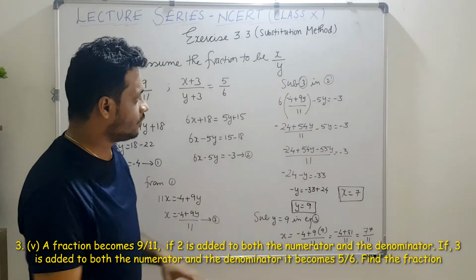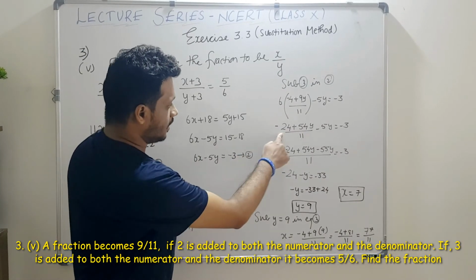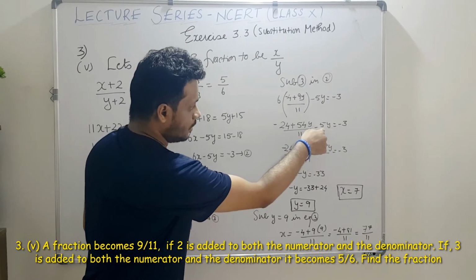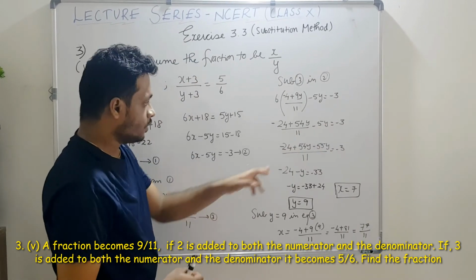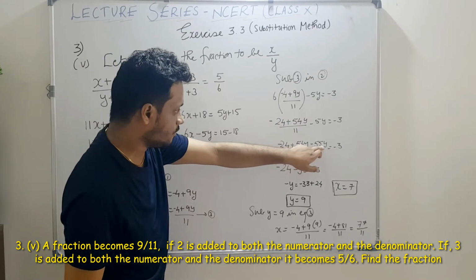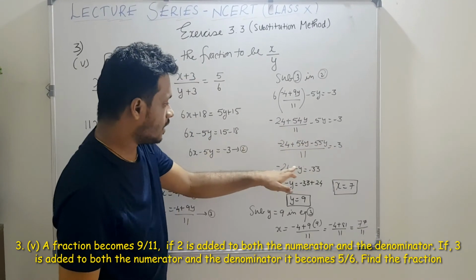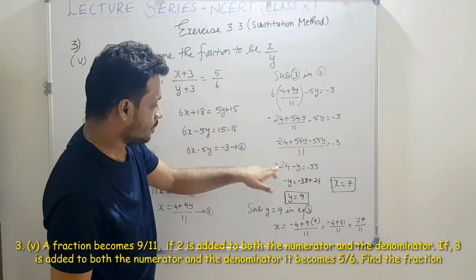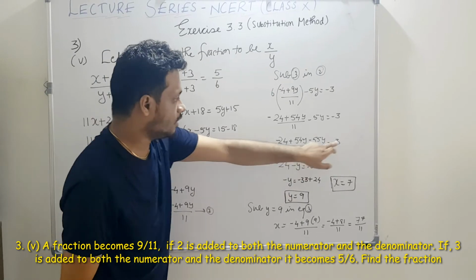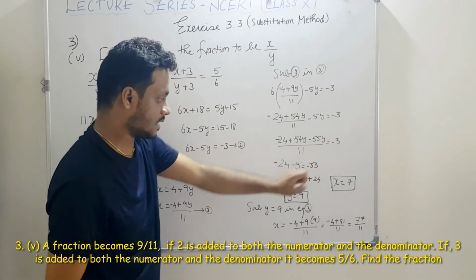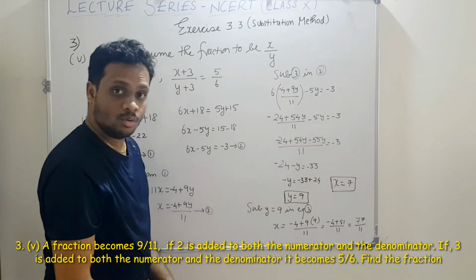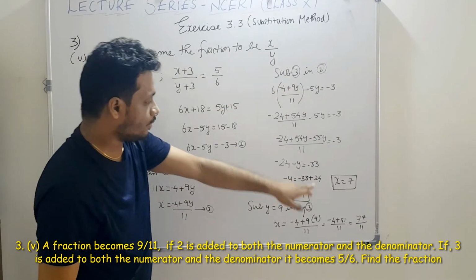So when I simplify it further, when I multiply 6 inside, I get minus 24 plus 54y divided by 11 minus 5y equal to minus 3. So when I take LCM, I'll get minus 24 plus 54y minus 55y is equal to minus 3 into 11. Then again I cross multiply. 54y minus 55y becomes minus y and 11 into 3 becomes 33 and the minus remains as it is. So when I keep y on one side, take the number to the other side, I get y is equal to 9. So I got the fraction's denominator as 9.